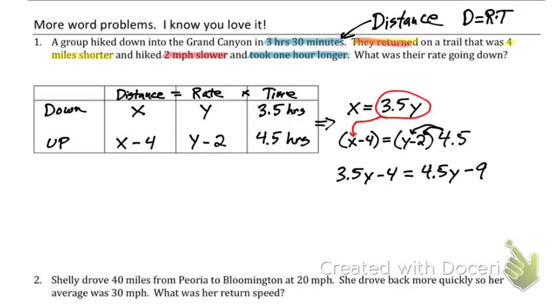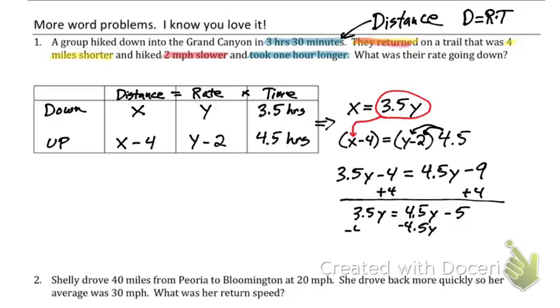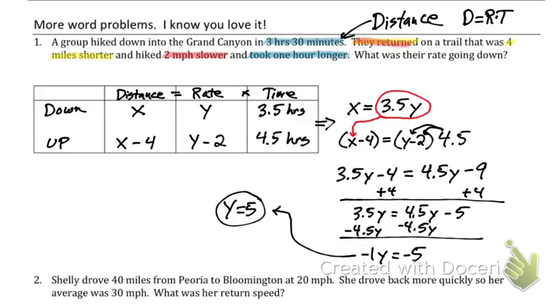Let's go ahead and add 4 to both sides. That'll give me 3.5y equals 4.5y minus 5. Subtract 4.5y from both sides. And we are going to have a negative 1, y equals negative 5. Let's go this direction. We just have y equals 5.